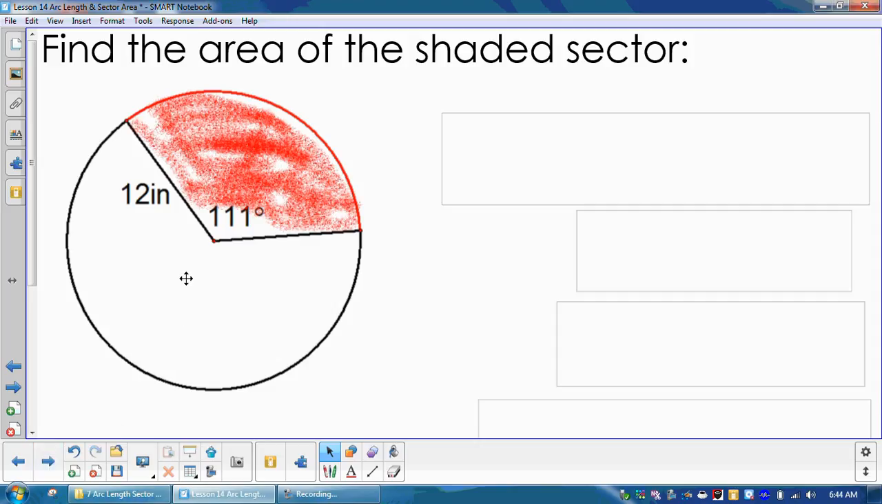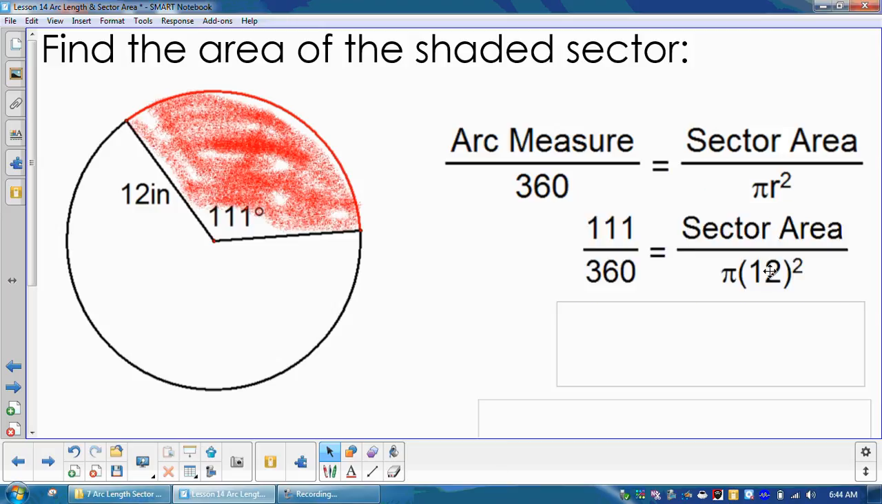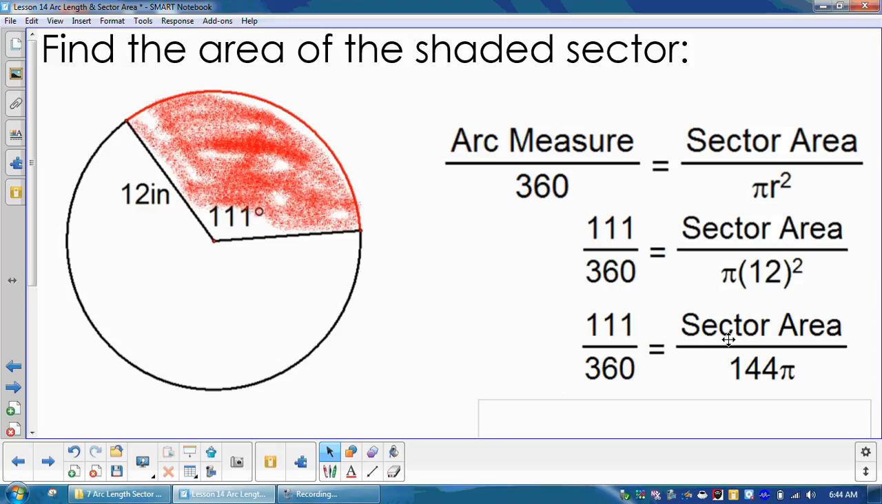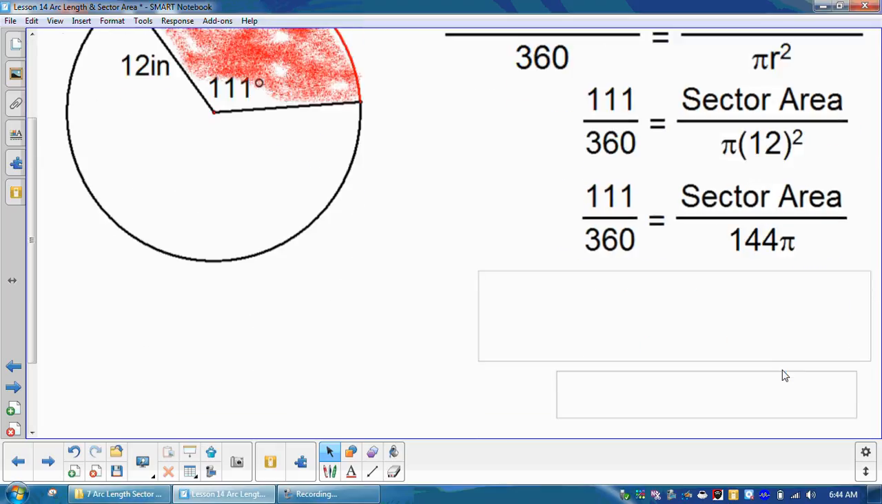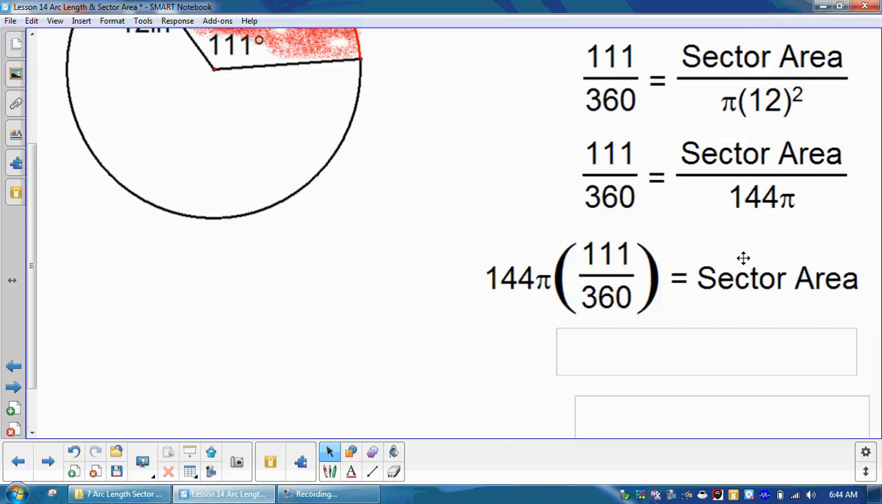We'll do another one. Again, I want the area of this red piece. I have a central angle again of 111, so that tells me the arc measure. That's going to help me when I plug into the formula that I write first. Plug in 12 for my radius. 12 squared is 12 times 12, which gives me 144 over here. Multiply both sides by 144 pi. Again, in the calculator, 111 divided by 360 times 144.